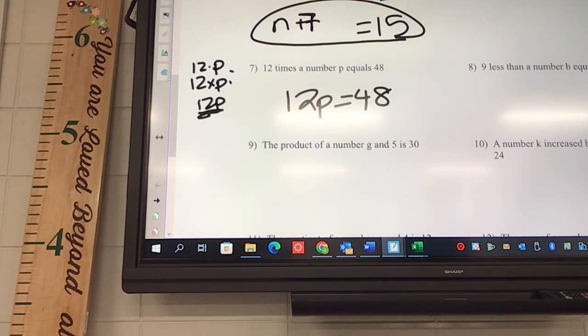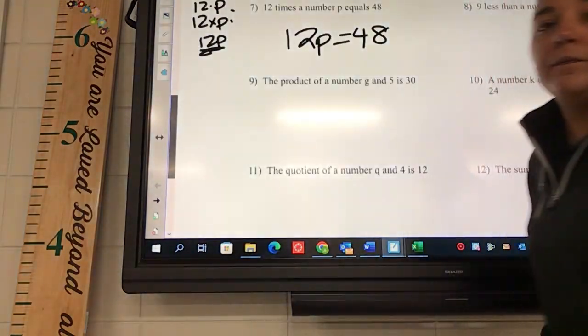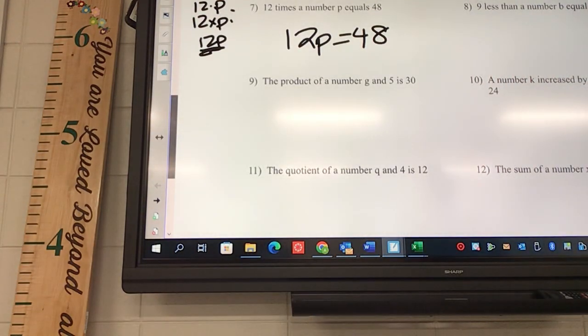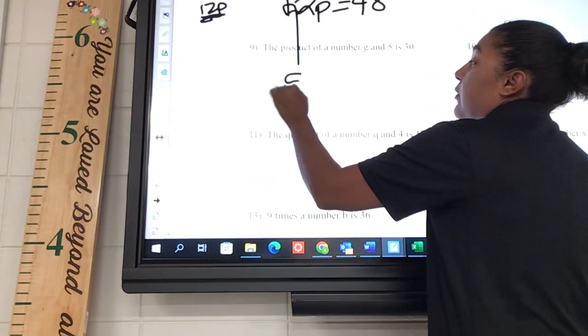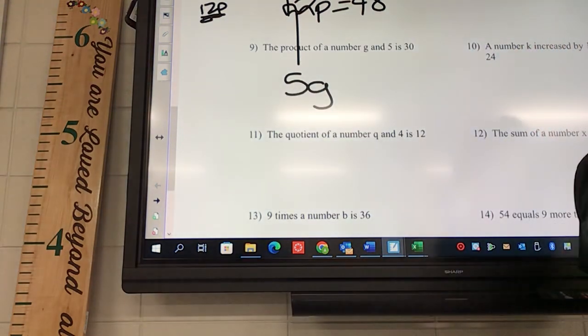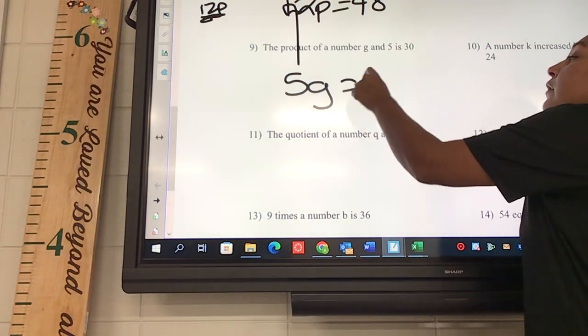Okay, the product, what's product mean? The result. Kind of. Means multiply. Okay, product means multiply. So the product of a number g and 5, so what's that going to look like? 5g. Okay, or you could say 5 times g. So 5g is, what's is mean? Equal. Equal 30.